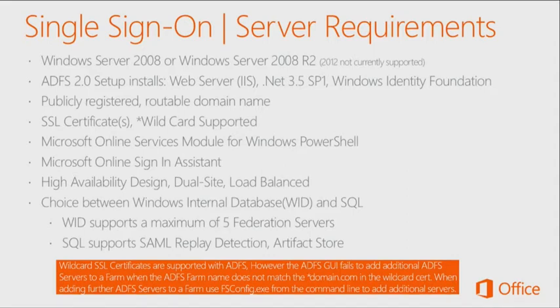So the whole design is high availability; dual site, load balanced is recommended. There's a choice between Windows Internal Database and SQL. Windows Internal Database supports a maximum of 5 federation servers. SQL supports SAML, replay detection, and artifact stores. Wildcard SSL certificates are supported with ADFS. However, the ADFS GUI will fail to add additional ADFS servers to a farm when the ADFS farm name does not match the domain.com. Okay? So it's only going to be able to add servers that are part of your original domain.com.